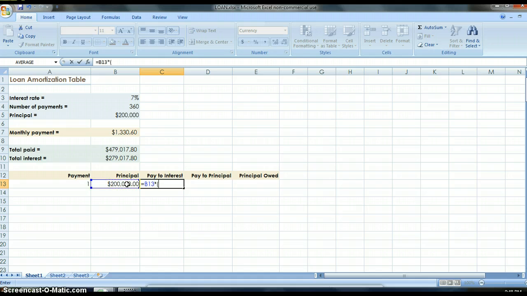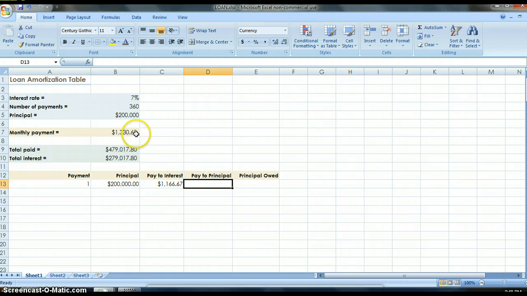times, and we're going to open our parenthesis, our rate, and we're going to change that to an absolute cell reference with our F4 key, divide by 12, close your parenthesis. So that shows us of our 1,330, 1,166 is going to go to our interest.